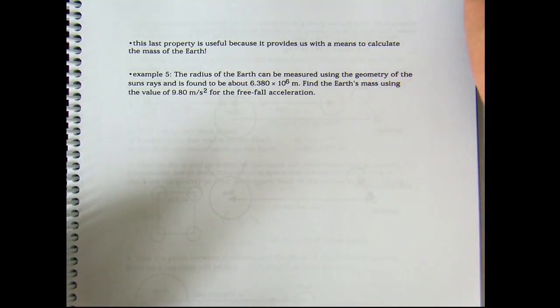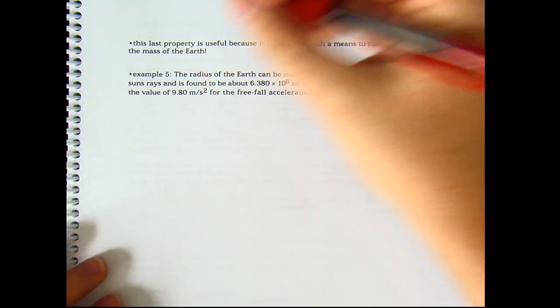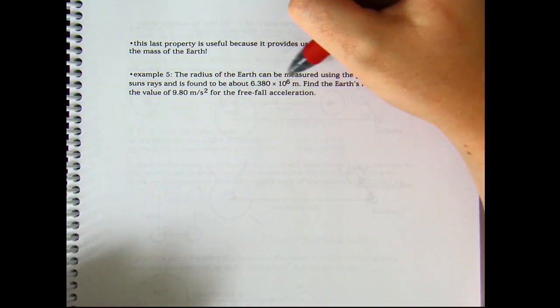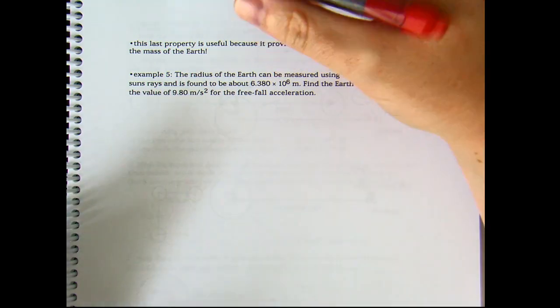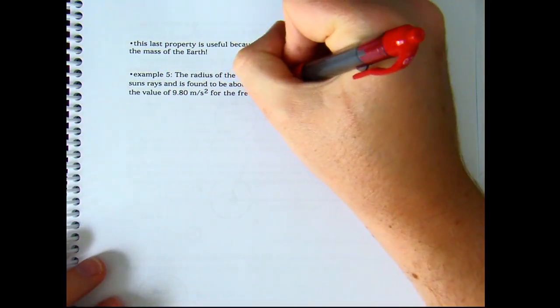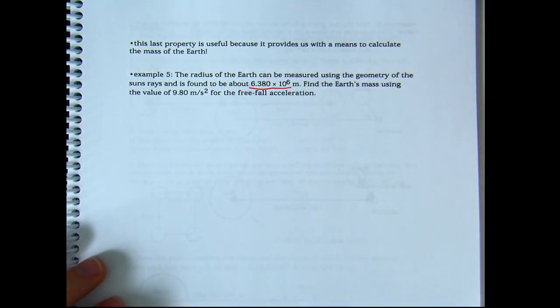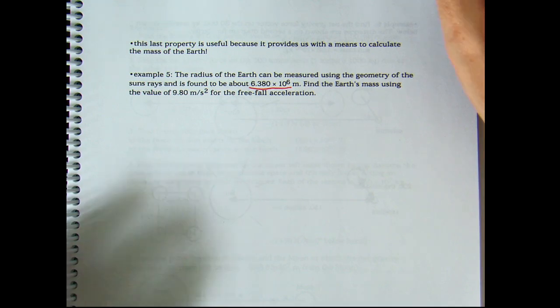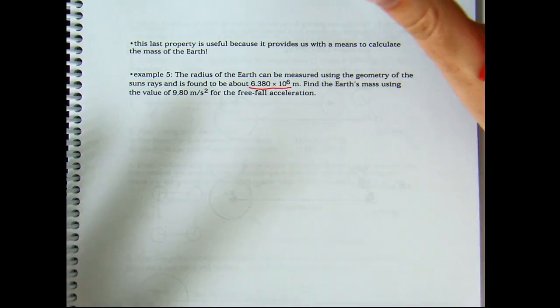This last property is useful because what it has allowed us to do in the past is provide us with a means to calculate the mass of our planet. And we do that this way. The radius of our Earth can be measured using geometry of the sun's rays. They figured this out, I think it was like 4000 BC. I could be wrong about that. It might be a little bit more recent, but it was like thousands of years ago. Greek mathematicians had a pretty good measurement for the radius of our planet.